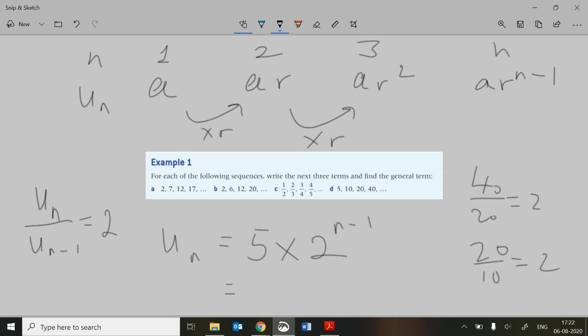Some people, just like on your calculators, might leave that as 5 dot 2^(n-1), where the dot is representing times. That would be legitimate. That's what you see on your calculator, but I would stick with this still. Okay, you can obviously test this one out. Feel free to do that.